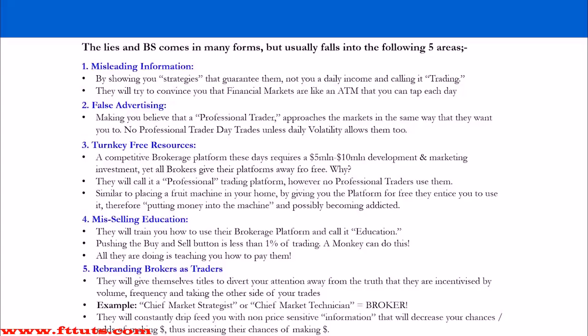Usually the BS comes in one of 5 areas, or all 5 areas, or some of these 5 areas. This is what you'll see across the entire retail trader market. So the first one is misleading information. So what they'll show you is strategies that guarantee them, not you, a daily income, and calling it trading.